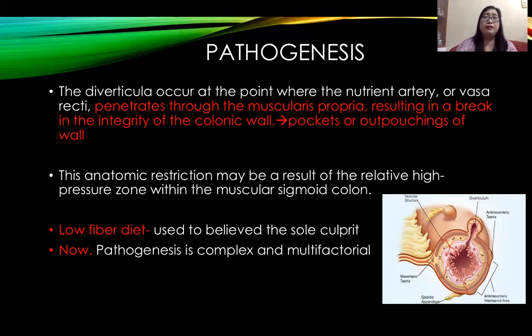Diverticula occur at the point where the nutrient artery or vasa recti penetrates through the muscularis propria, resulting in a break in the integrity of the colonic wall. This leads to pockets or outpouching of the colonic wall. This anatomic weakness may be a result of a relatively high pressure zone within the muscular sigmoid colon. A low fiber diet was believed to be the sole culprit, but now the pathogenesis is considered complex and multifactorial.